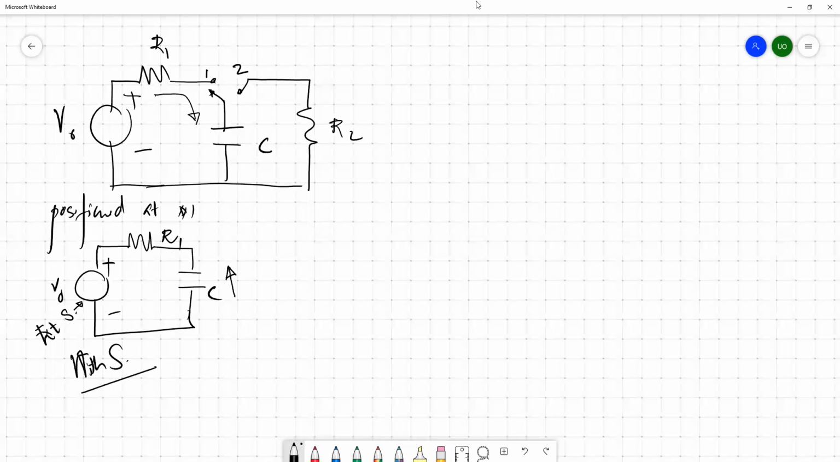Once you position into node 2, if you change your switch to node 2 after 10 seconds, what happens is we have this load resistor and this capacitor. So this is RLC, and this is already charged up to like Px.